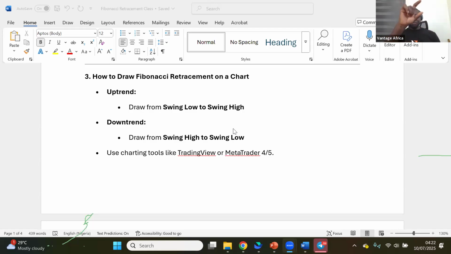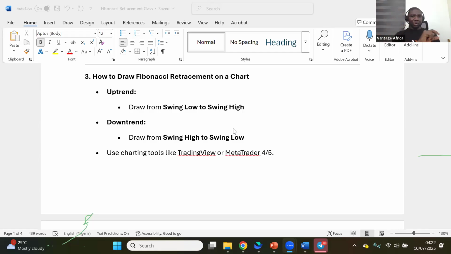Fibonacci will help you find out how deep that correction will go, so you will know the approximate areas where you should be entering the market. If you're in an uptrend, you are drawing your Fibonacci from a swing low to a swing high. This is very easy. When we get to the chart, we'll show it. Now, you're in an uptrend, you are taking Fibonacci from a swing low to a swing high.